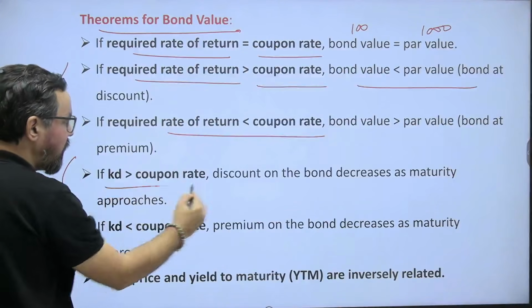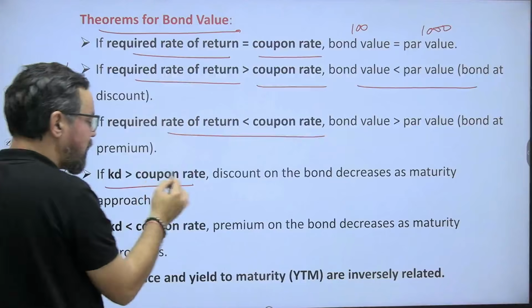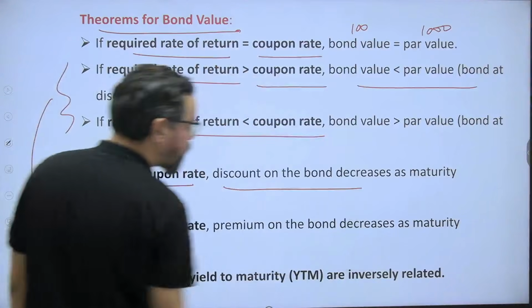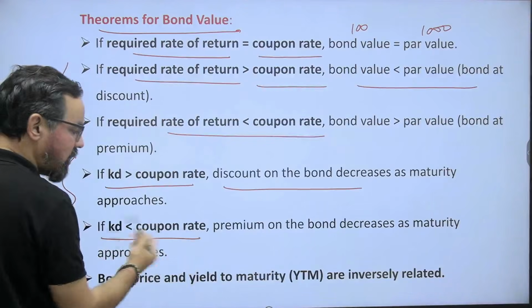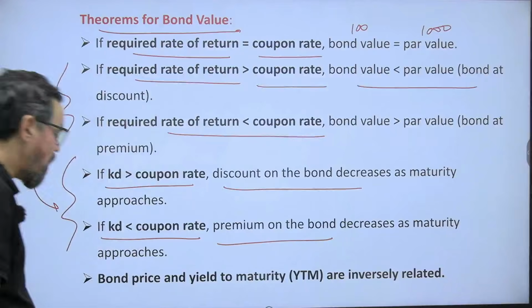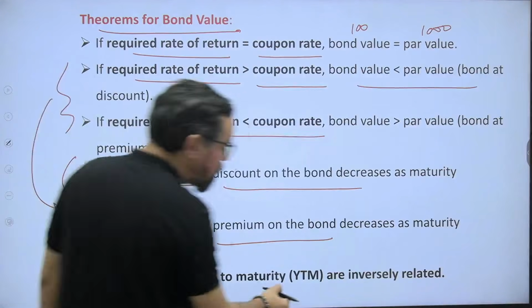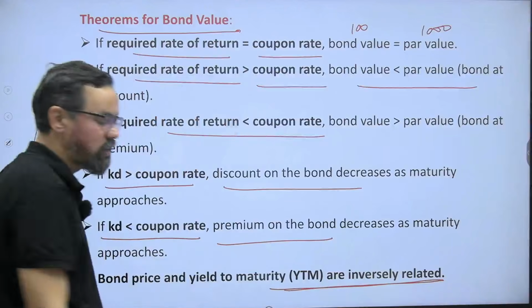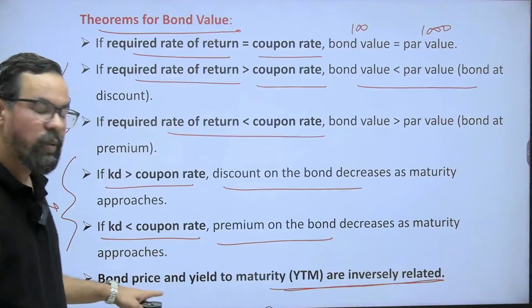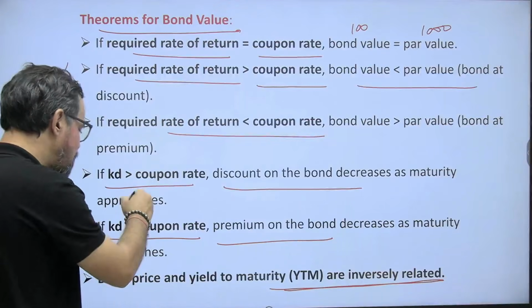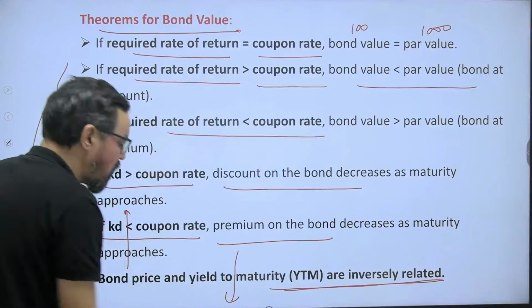If Kd, meaning the required rate of return, is greater than the coupon rate, it is in discount. Okay? And if it is this, it is a case of premium. Bond price and yield to maturity are inversely related. Okay? Please do remember this statement. Okay? If bond prices increase, yield to maturity will decrease, or vice versa.